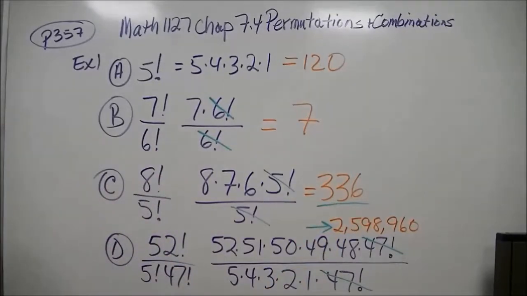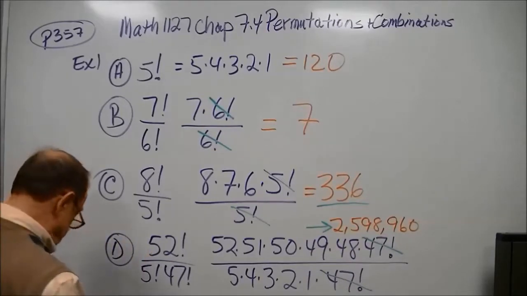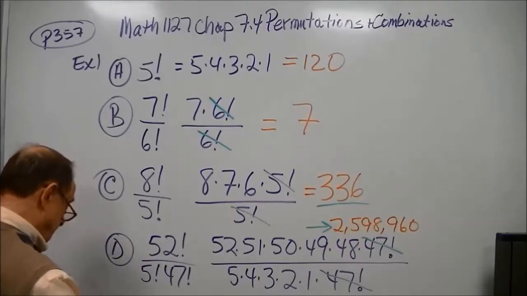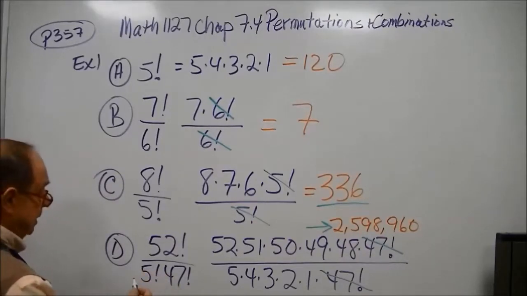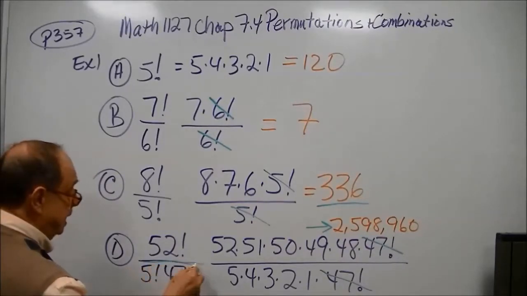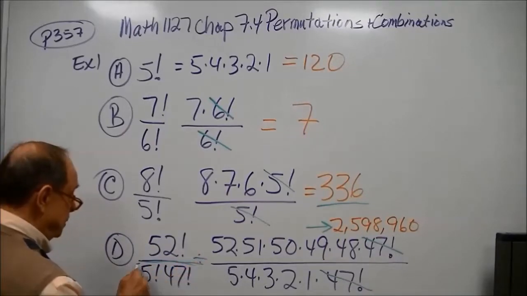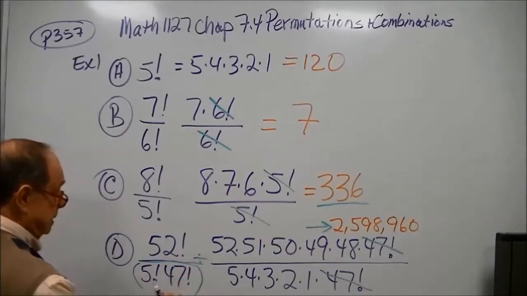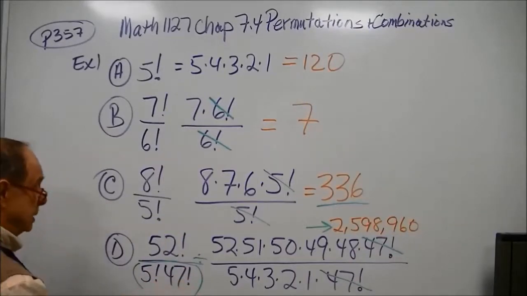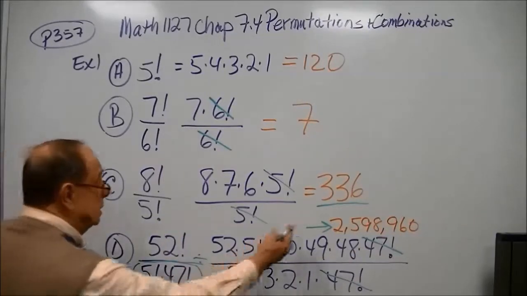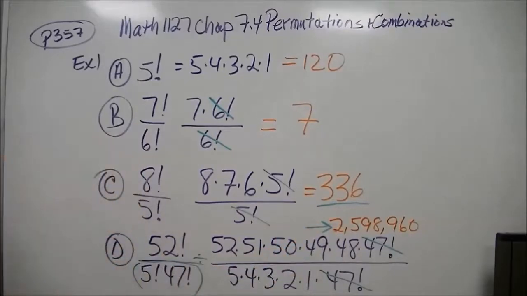Again, the numbers get quite big. But once again, if you put this in your calculator, I would suggest that when you do this part down here, you have your division sign, you put a parenthesis around that. So it'll be this divided by that, 5 factorial on your calculator, 47 factorial. It'll give you this answer right away. So, strategy.